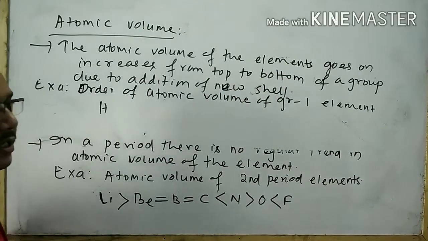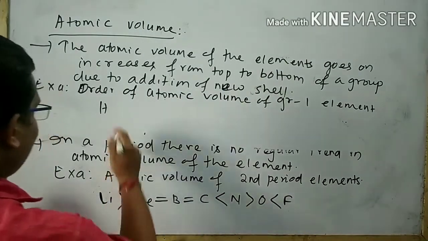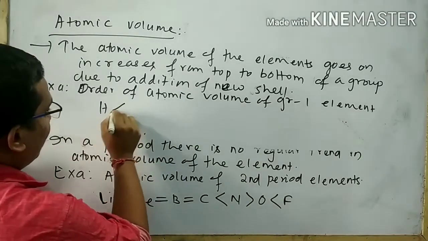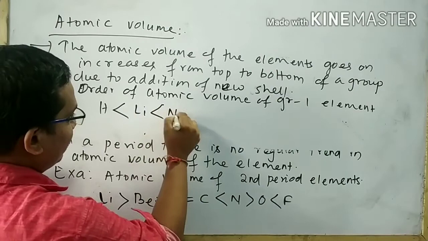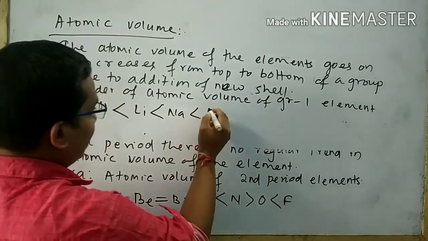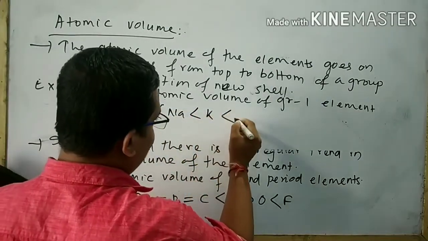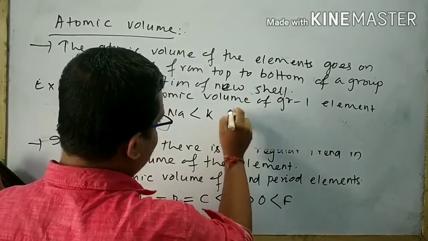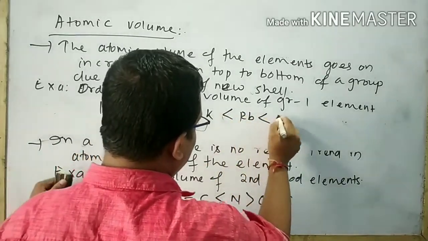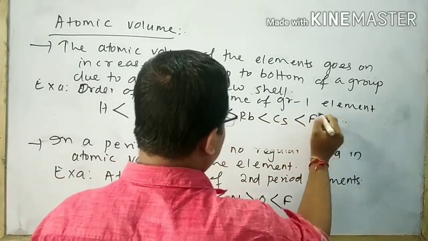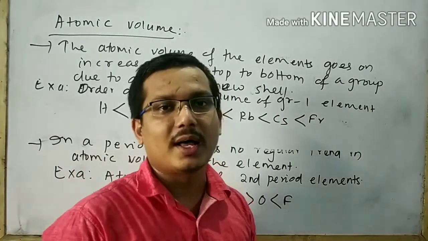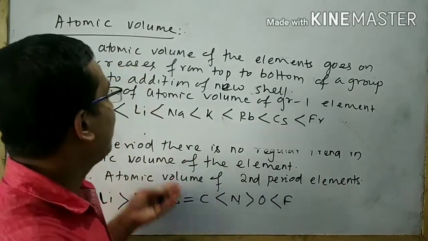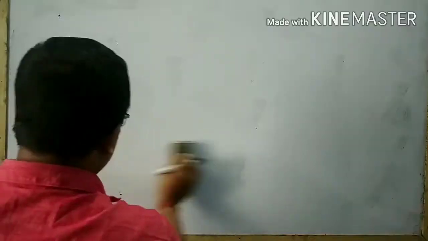So atomic radii goes on increasing. As a result, atomic volume also increases. So we can write the atomic volume of hydrogen is less than lithium, less than sodium, less than potassium, less than rubidium, less than cesium, less than francium. This is the increasing order of the atomic volume of group 1 elements. That is all about atomic volume.